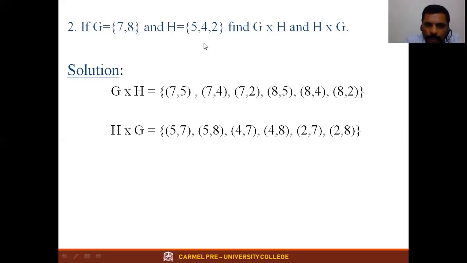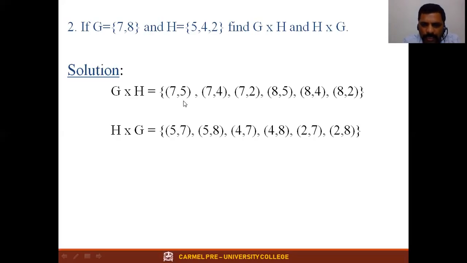So now my first priority is H, I take 5. This 5 I should pair with the G elements. So the first pair will be 5, 7 and the next one will be 5, 8. I'm done with all the 5 combinations. Now I'll try with 4: 4, 7, 4, 8. Next 2: 2, 7, 2, 8.